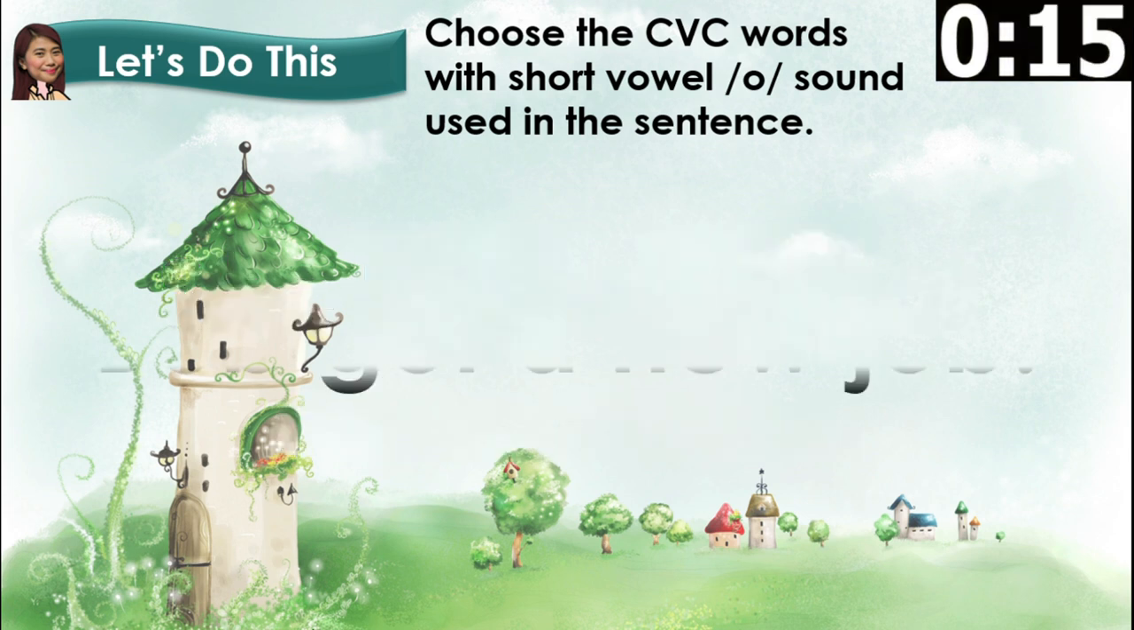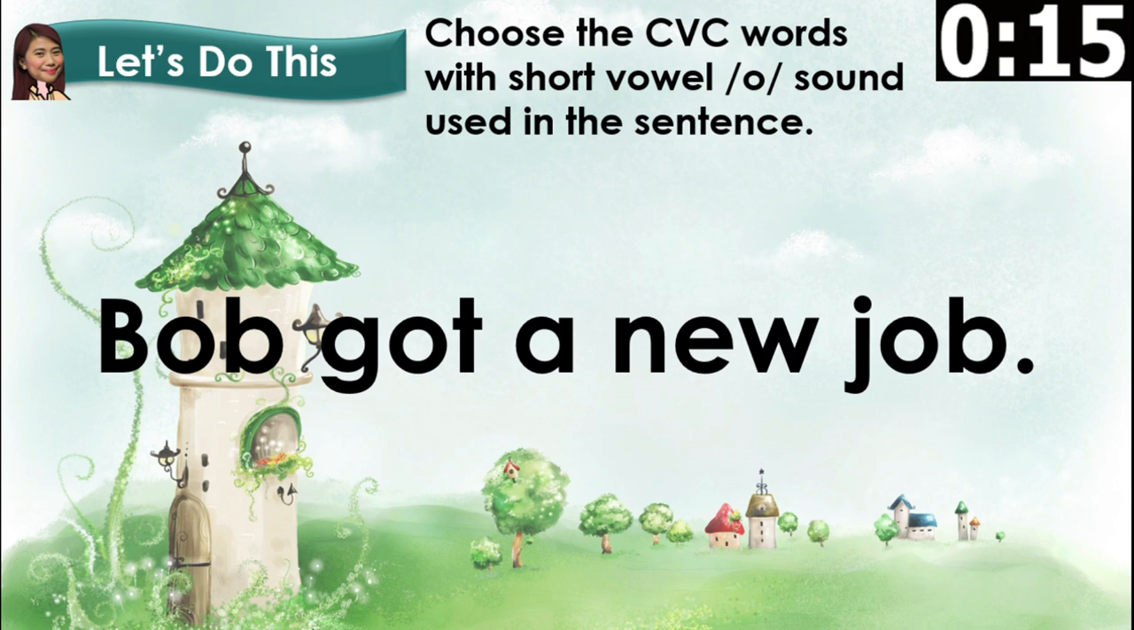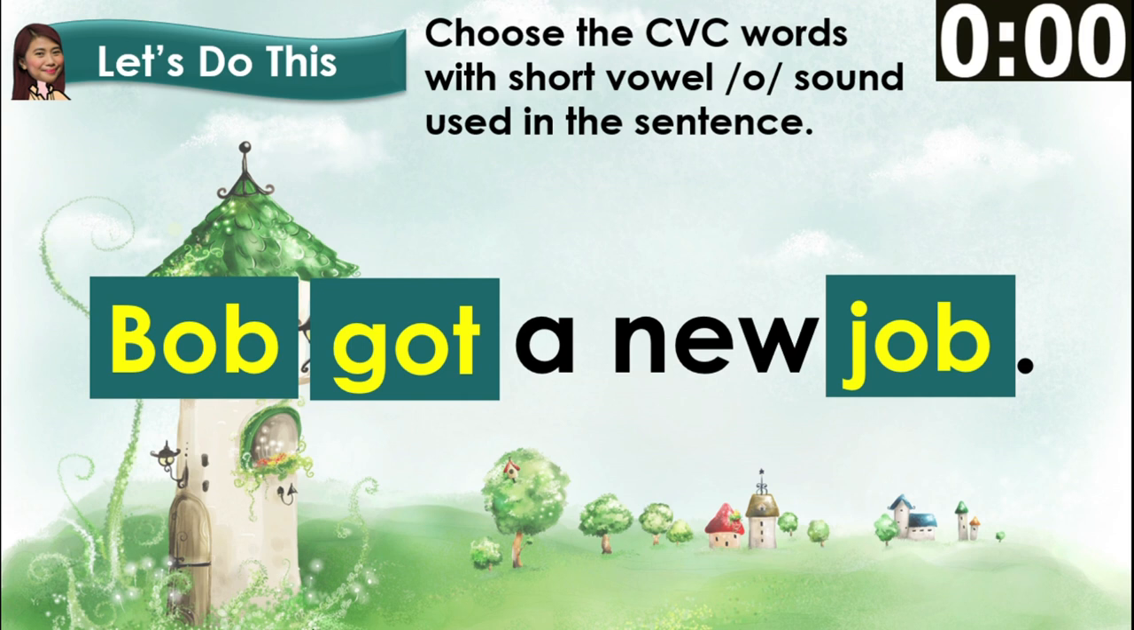Next sentence. Bob got a new job. What do you think are the CVC words with short vowel O sound in this sentence? Comment now your answer. And the correct answers are Bob, got, and job. If these are your answers, very good. You are right.